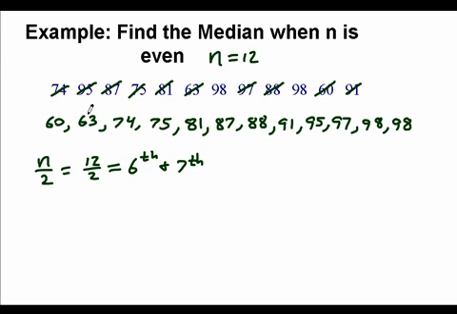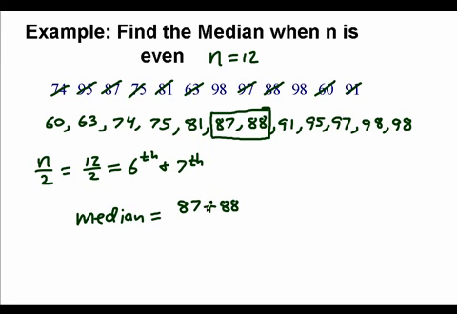So here's 1, 2, 3, 4, 5. So it falls between these two numbers, 87 and 88, the 6th element and the 7th element. So what we're going to do is say that the median, in this case, is going to be the average of these two numbers, because it lands someplace in between them. So 87 plus 88, to find an average, you divide by 2. So this turns out to be 87.5. So the median of this data set is 87.5.